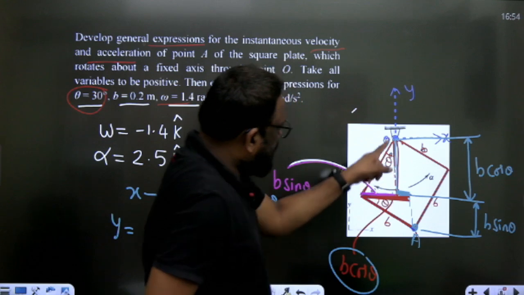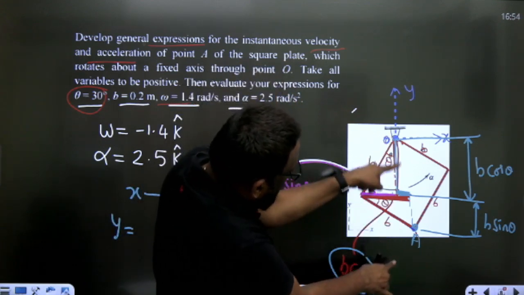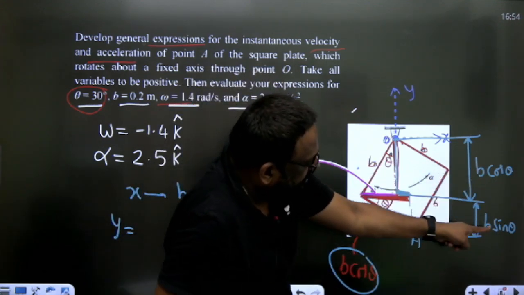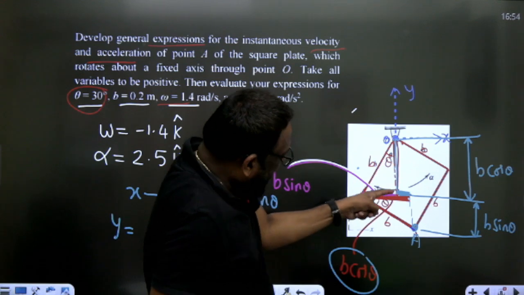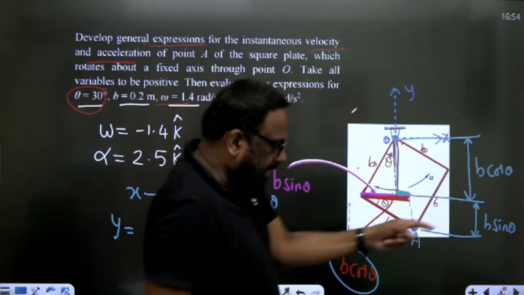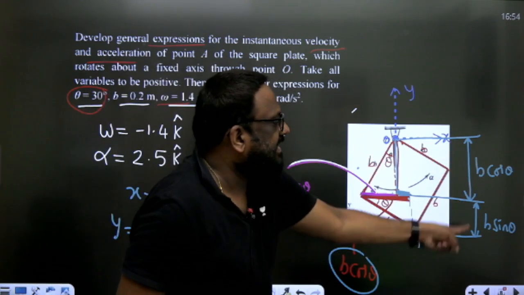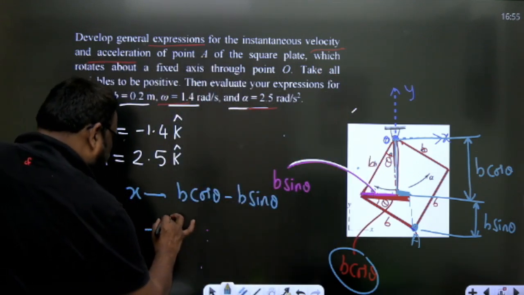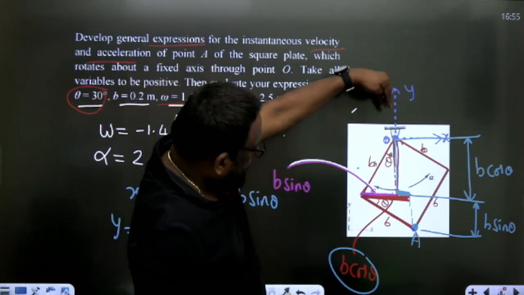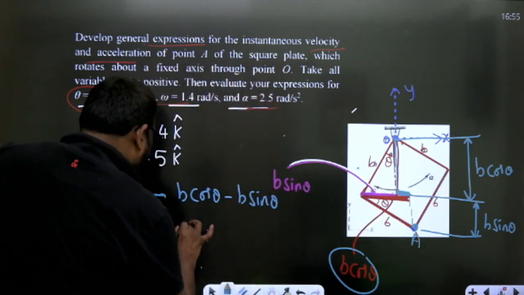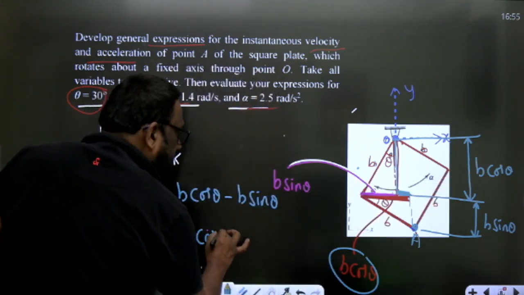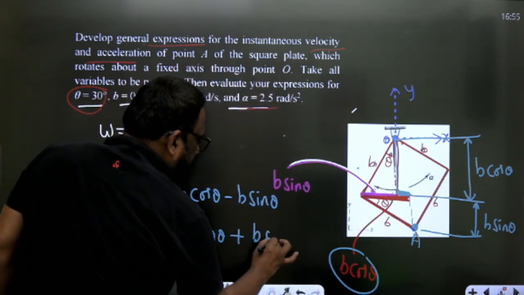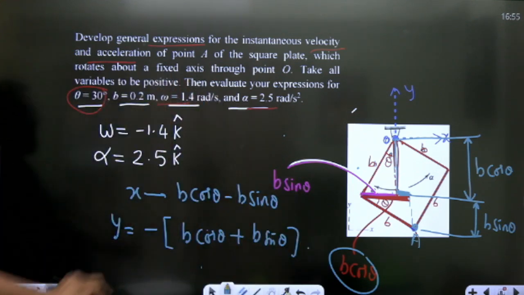So from the origin, how much is this sir? How much is this? How much is b cos theta plus b sin theta? But origin से x is plus, okay? But ये distance क्या लेना चाहिए sir? I should take it as minus. So therefore y coordinate is minus of, because from the origin it is down, so it is b cos theta plus b sin theta. Excellent sir.